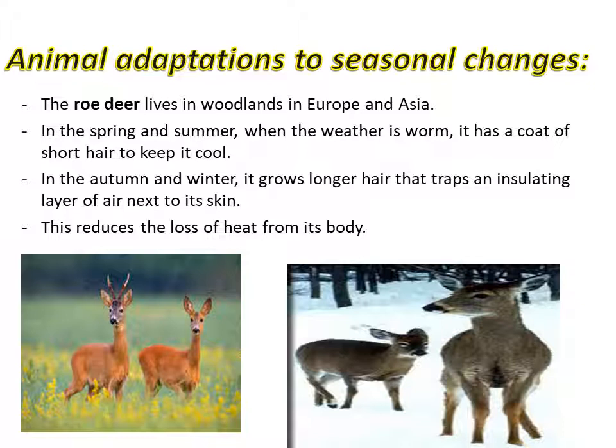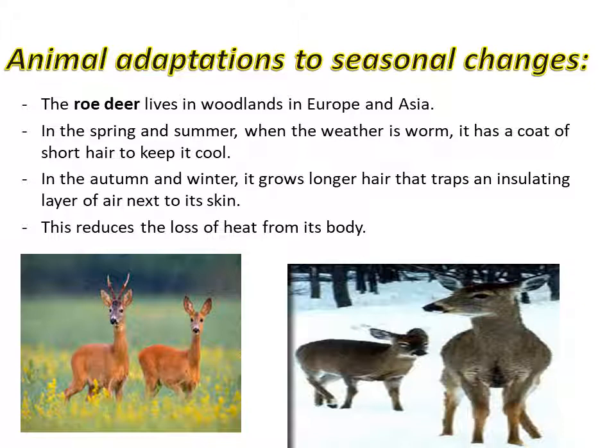For example, the roe deer. The roe deer lives in woodlands in Europe and Asia. In the spring and summer, when the weather is warm, it has a coat of short hair to keep it cool. This short hair is just to keep it cool.